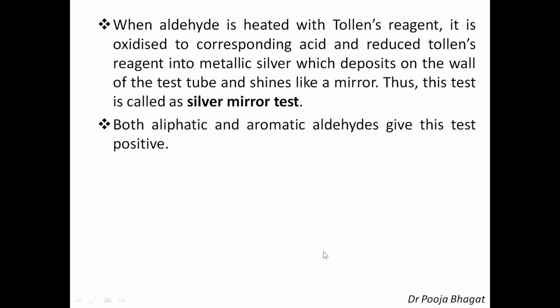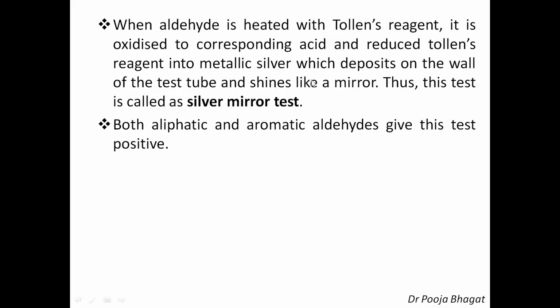So when an aldehyde is heated with Tollens reagent, it is oxidized to the corresponding acid and reduces Tollens reagent into metallic silver. I think all of you know that oxidation and reduction reactions always take place simultaneously. That means one compound will be oxidized, then the other compound will be reduced. So one is an oxidation reaction and the second is a reduction reaction. In this case, the aldehyde is getting oxidized to acid and Tollens reagent is getting reduced to metallic silver. So that means the aldehyde is giving acid and Tollens reagent is giving metallic silver.